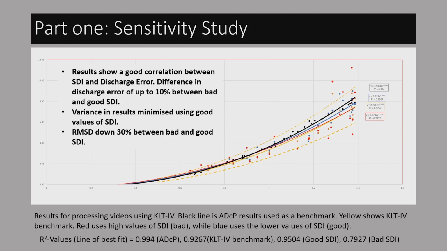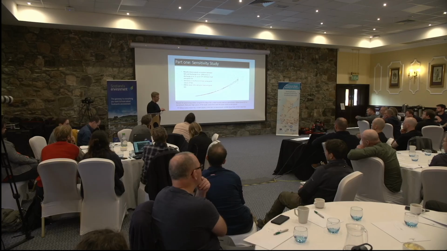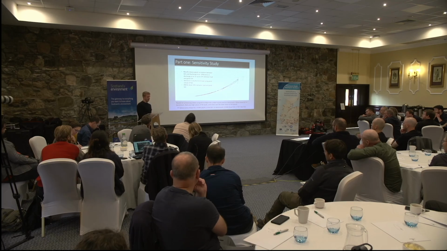But the most important thing for me is the variability. Using the good seeding density for 10 seconds actually reduces the variability in discharge output by quite a lot. It's about 30%. So from that, we can say that using good seeding density in rivers, you can be more confident in the results that you're getting compared to, say, going 20 meters down the river where it's not quite as good.